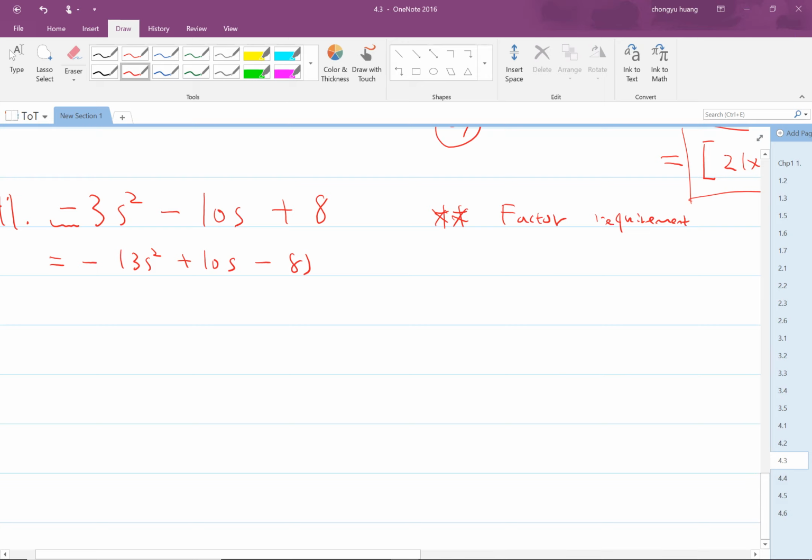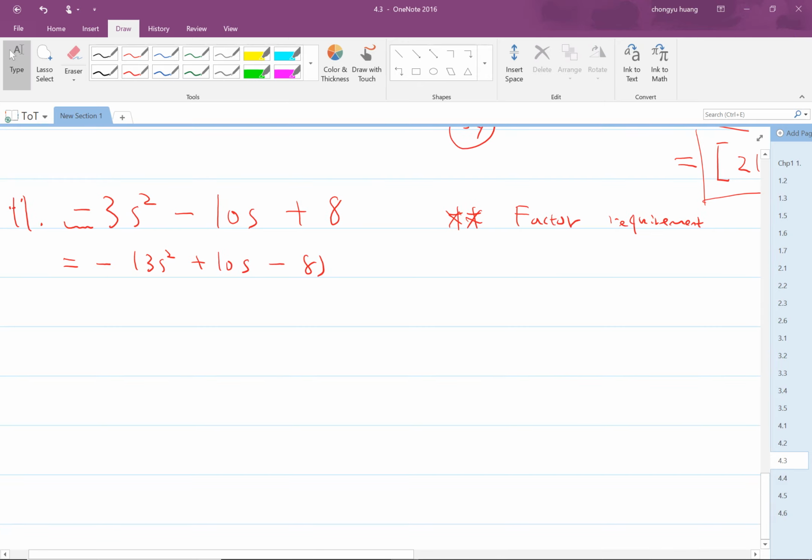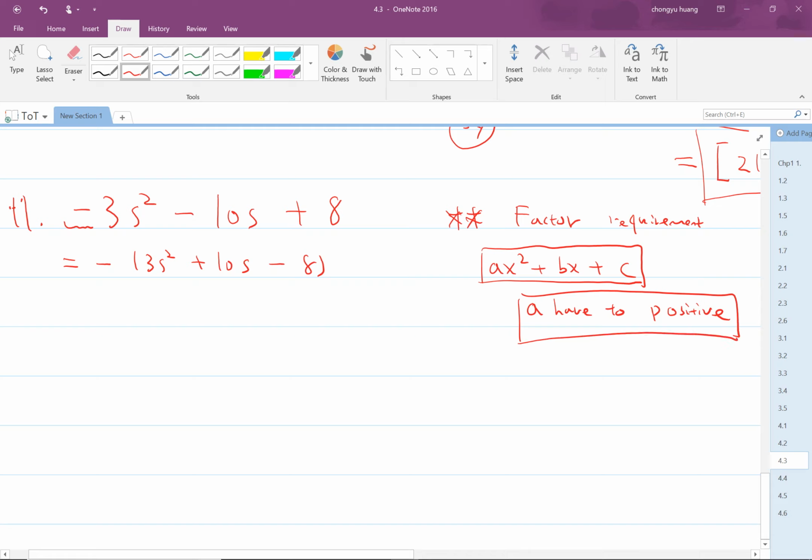So over here, you know that if we want to factor it, we want to make sure it's in this kind of form, right? You all know it, right? So if we factor, then we need to have this kind of equation, and basically over here a has to be positive. That's the thing you need to know. And you also know a can't be 0.